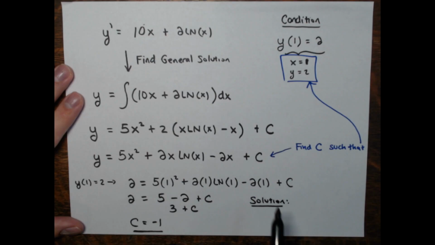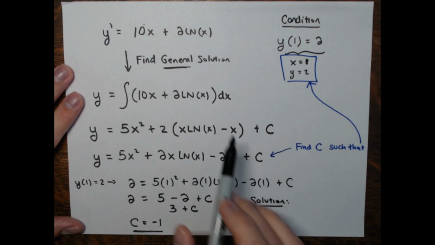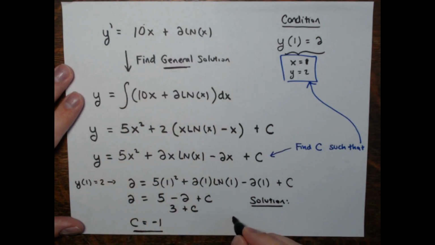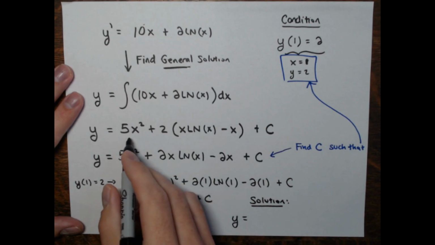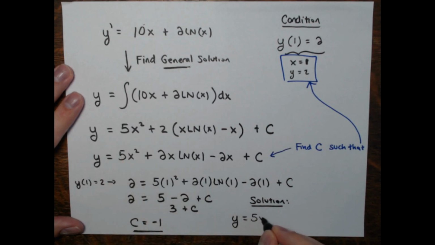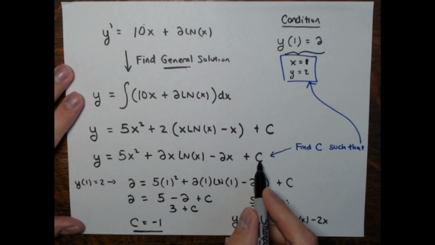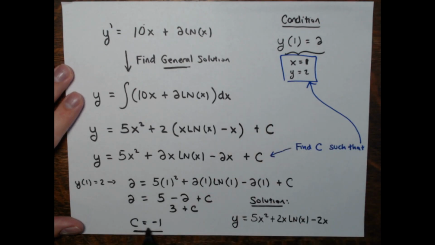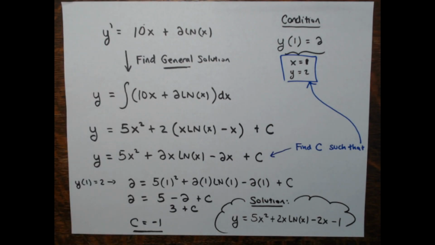So we go from the general solution to a specific solution. The specific solution to this initial value problem is this. y equals 5x squared plus 2x times the natural log of x minus 2x and then plus this constant. But again, the constant that we need to satisfy the condition needs to be minus 1. Right, so here's what I'm going to be entering in my assignment.